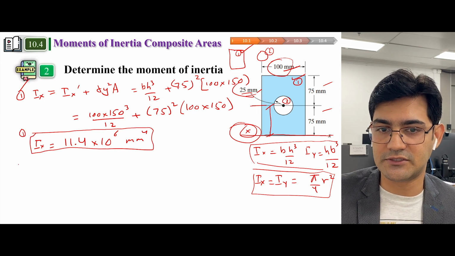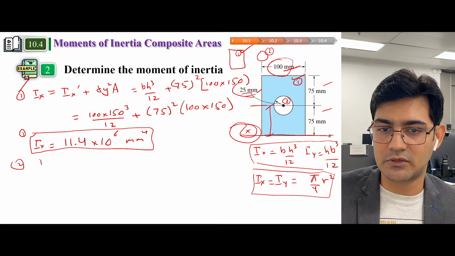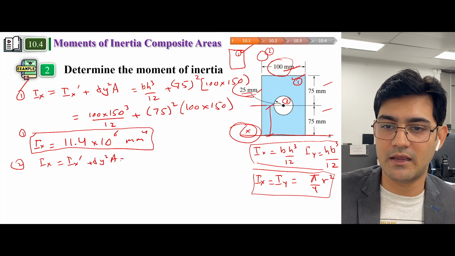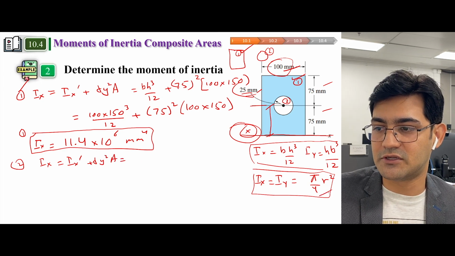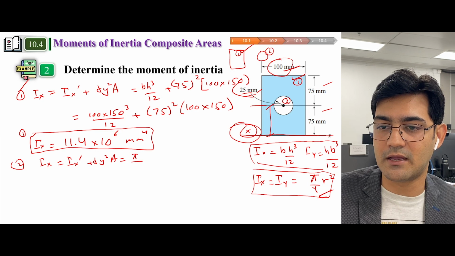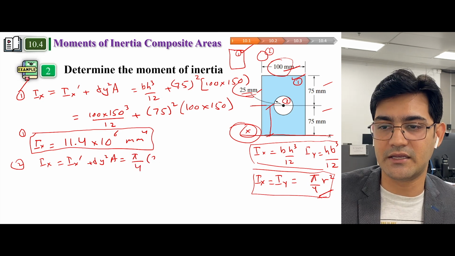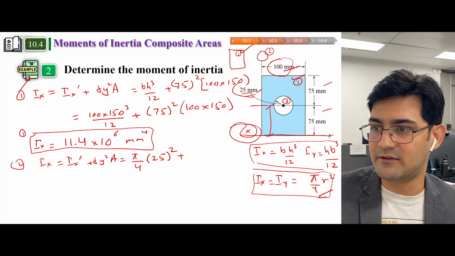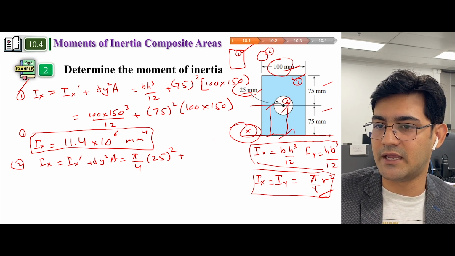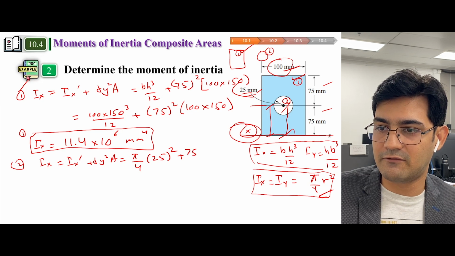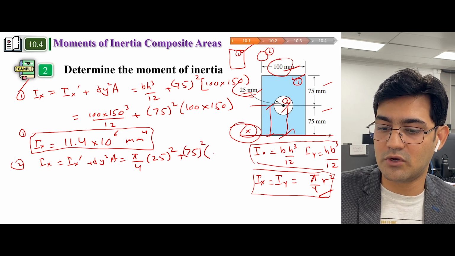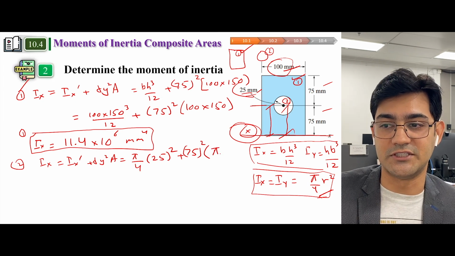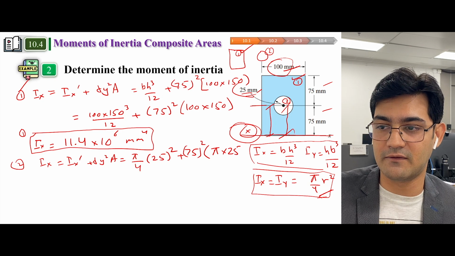Now let's do it for segment 2. For segment 2, Ix is equal to Ix prime plus dy squared A. What is Ix prime? Ix prime for a circle is pi by 4 r to the fourth. So pi by 4, what is r? r is the radius, 25, to the fourth, plus dy squared A. So what is dy in this case? dy is also the same, which is 75 squared, plus what is the area? Area is pi r squared. We know the formula of the area of a circle, which is pi r squared, and r is 25.